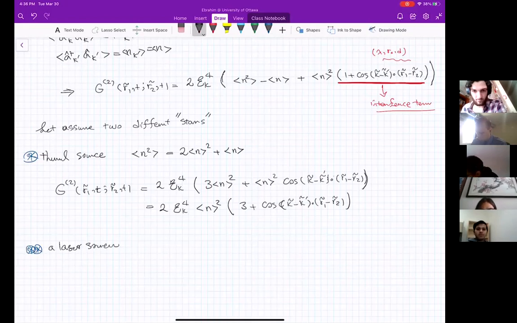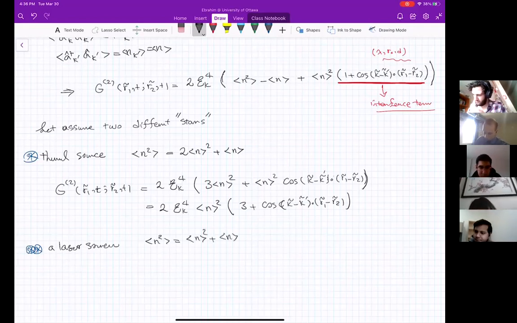Then I can look at the two different sides of the speckle pattern and look at the correlation between the two, okay? Intensity correlation, of course. And if you do that for a laser source, we know that ⟨n²⟩ is equal to ⟨n⟩² plus ⟨n⟩, the Poissonian distribution. True? The variance of n looks like that. The delta n is given by the square root of n. So this is exactly that expression.